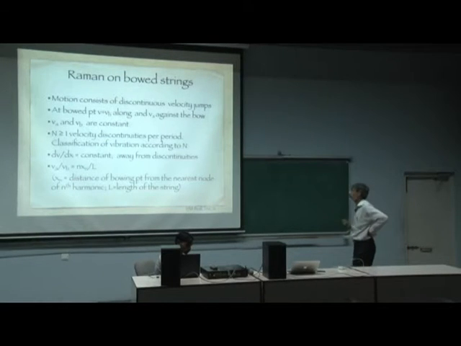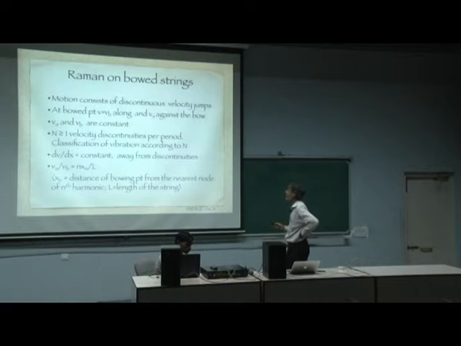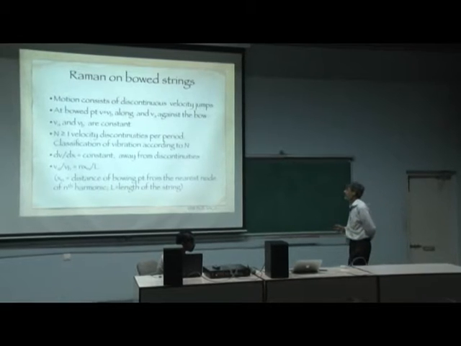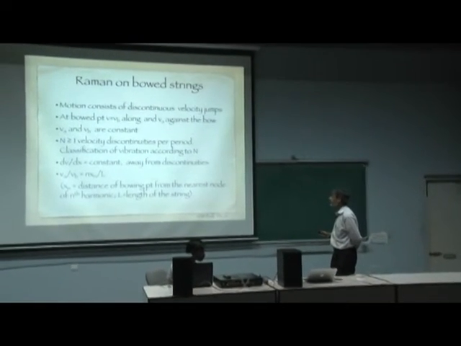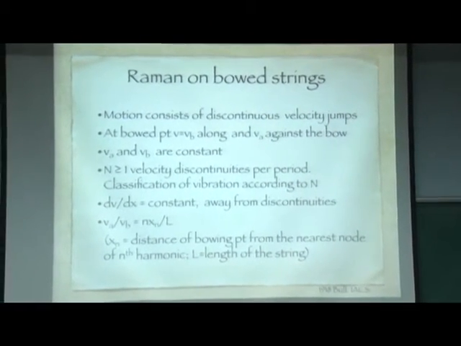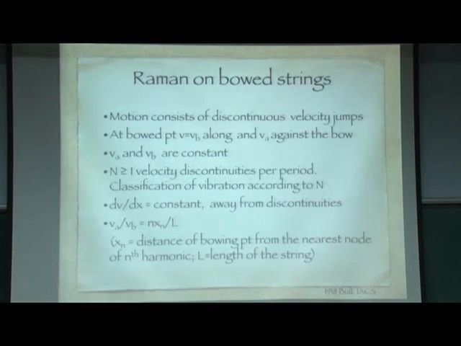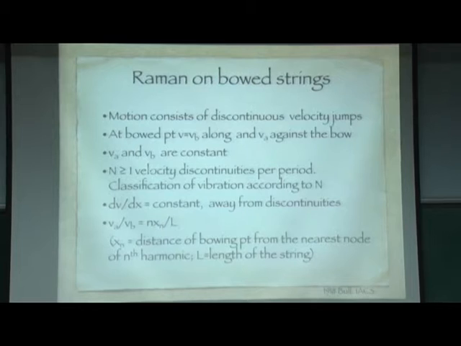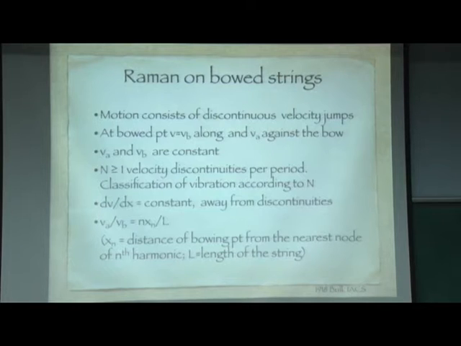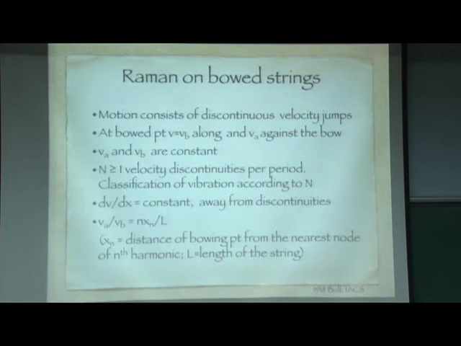So the primary points of concern are: the motion consists of discontinuous velocity jumps. It goes, then comes down. At both points, the velocity v is equal to the velocity of the bow, vb, along, and some other velocity, va, which is against the bow, when it slips and comes back down. And va and vb are constant. And during one period of oscillation, there need not be just one slippage. It could be multiple slippages. It could be either one or more velocity discontinuities per period of oscillation.